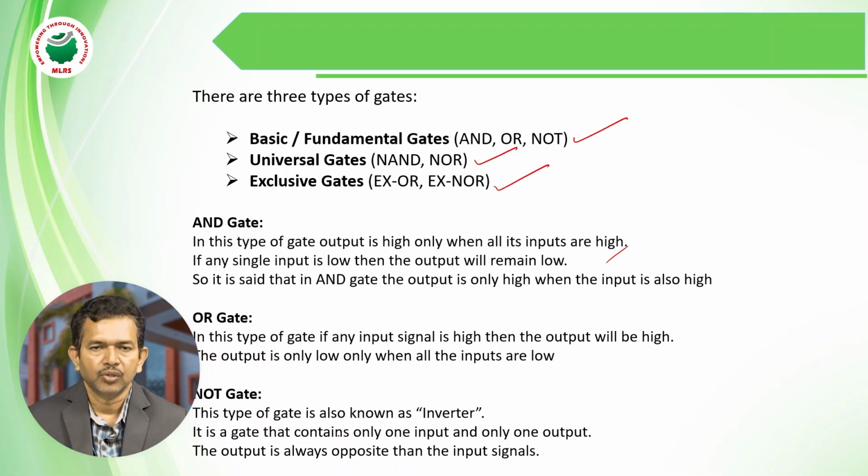Finally, after AND and OR, if we go to the NOT gate, this type of gate is also called an inverter. This type of gate contains only one input and one output. If I give 1 as an input, I will get the output as 0. If I give the input as high, I will get the output as low, or if I give the input as low, I will get the output as high. Inverter means whatever we give as an input, the output will be the contrast.